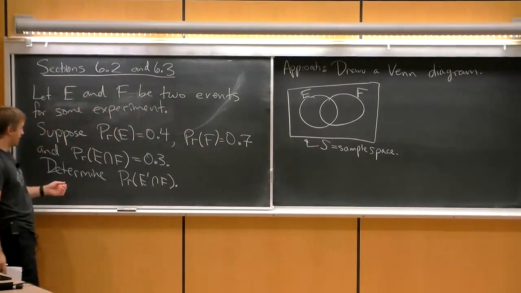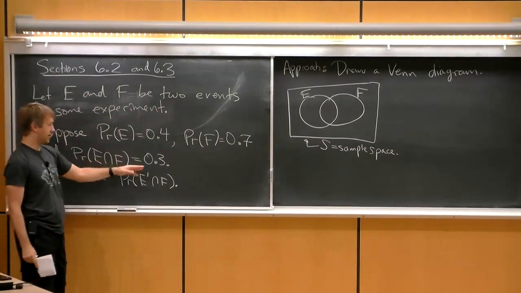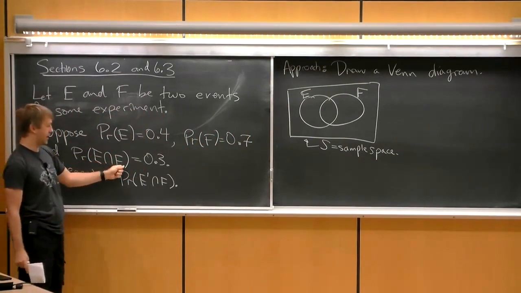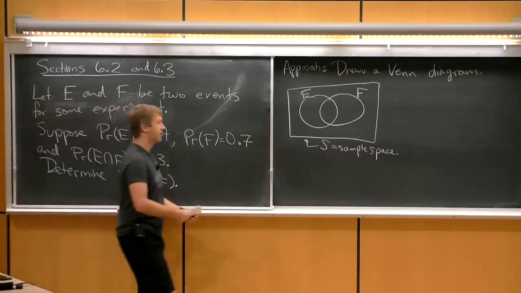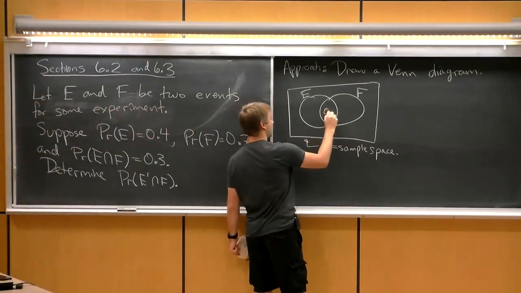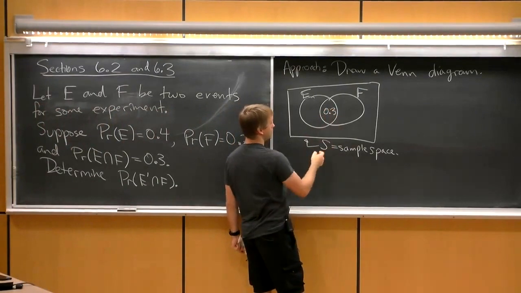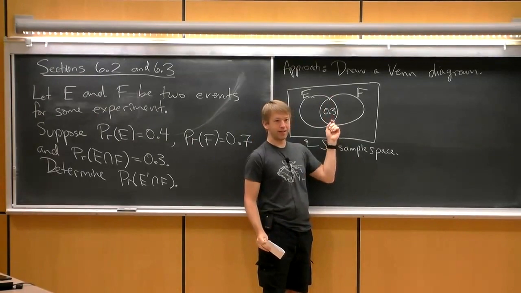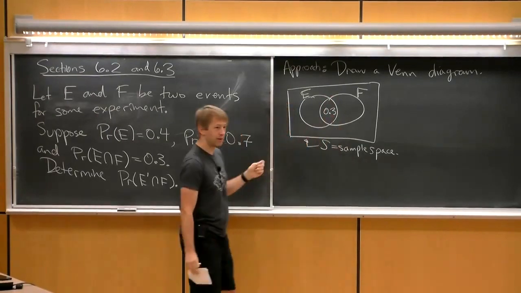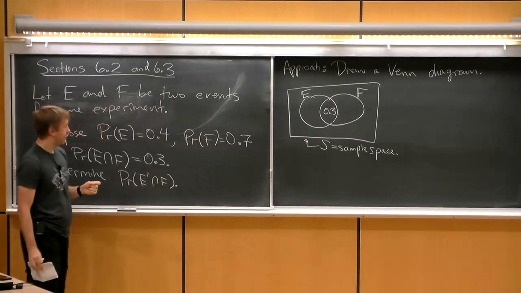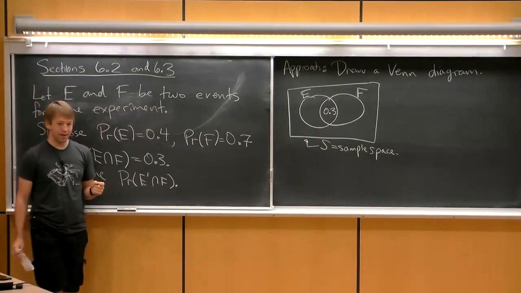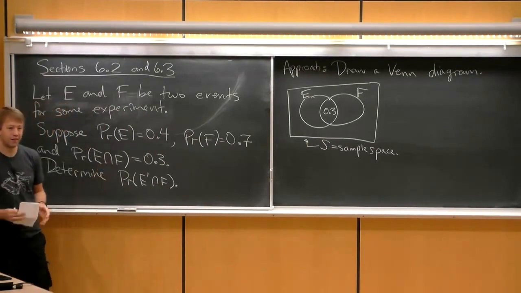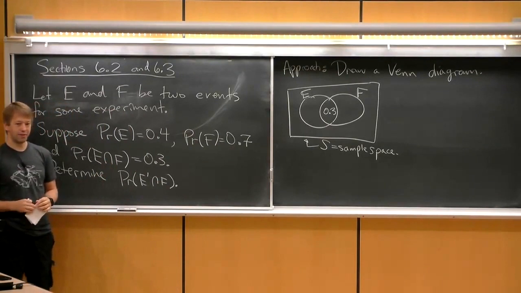Okay, so we're told a bunch of things. Where I'm going to start is, we're told that the probability of the intersection of E and F is 0.3. So I want to start in the middle here to say this region has probability 0.3, right? That's the intersection of E and F. Any suggestion for what I should label next? There's multiple options, but what should I label it with?